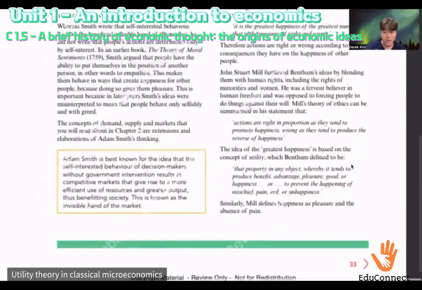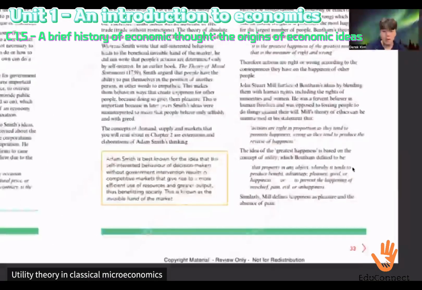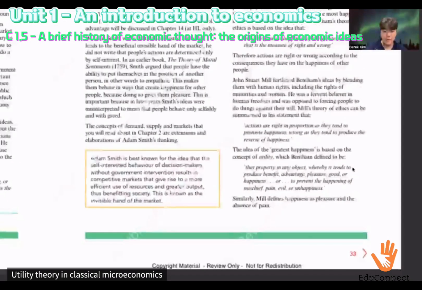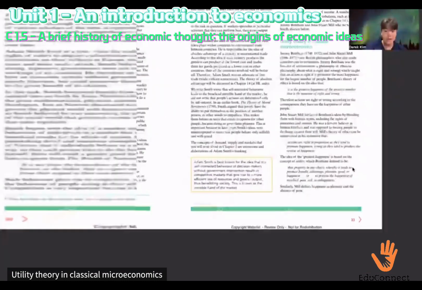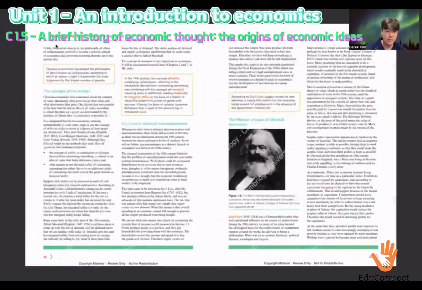The idea of the greatest happiness is based on the concept of utility, which Bentham defined to be that property in any object whereby it tends to produce benefit, advantage, pleasure, good, or happiness, or to prevent the happening of mischief, pain, evil, or unhappiness. Similarly, Mill defines happiness as pleasure and the absence of pain. That is a very, very important concept to know.